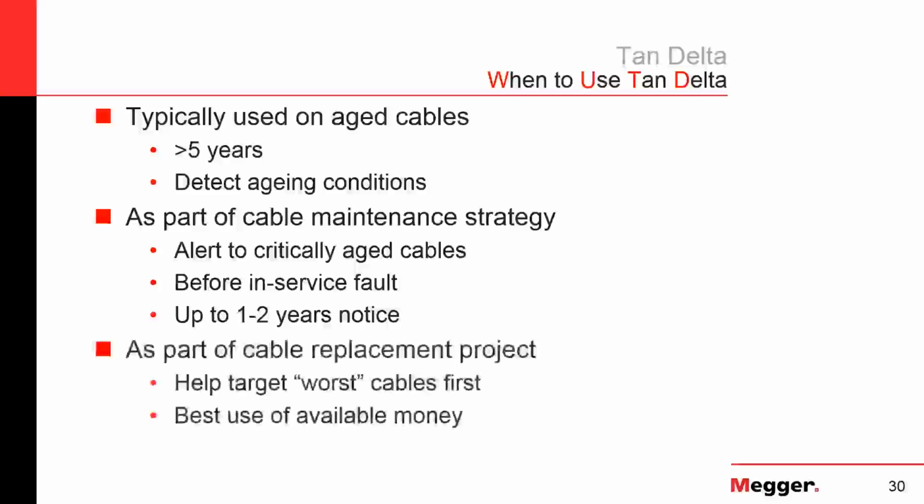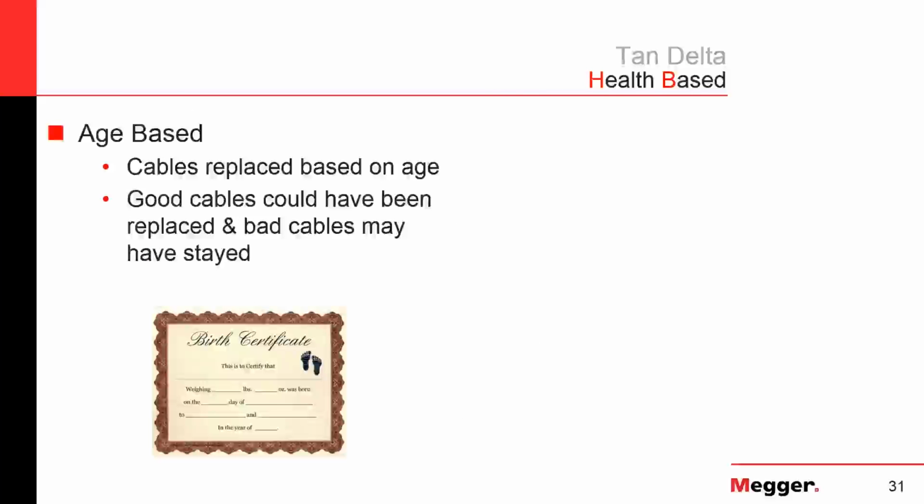The other common use I see for Tan Delta is as part of a cable replacement project. I have $10 million worth of cable out there, but I only have $1 million to work with to replace it. How do I best use my money? We can use Tan Delta to target the worst cables in the system and replace those first, thereby increasing the reliability the most for the least amount of money.